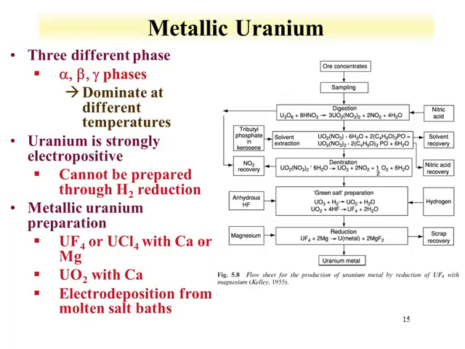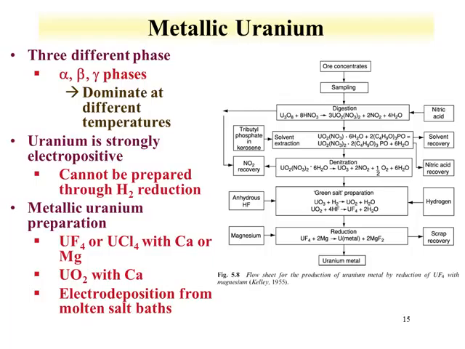Metallic uranium is also a potential nuclear fuel. And as we'll see with some of the other actinides, the metal phases of the actinides can be very complex. Uranium has 3 phases, alpha, beta, gamma. They dominate at different temperatures. Uranium metal itself is strongly electropositive. That means that it cannot be prepared through reduction by hydrogen.